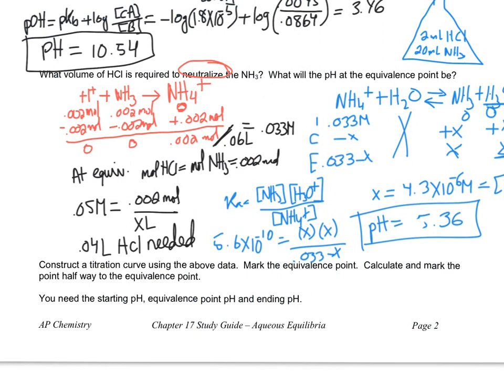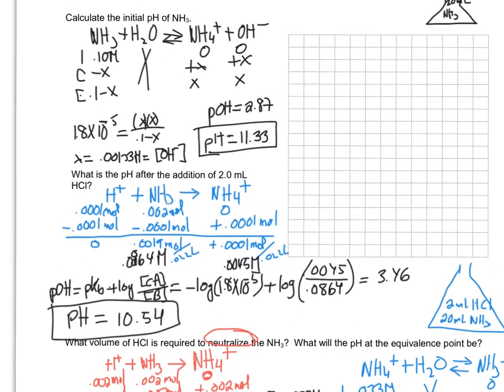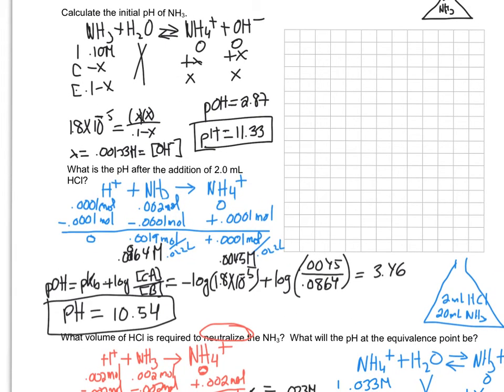Last thing they ask me in here is to construct a titration curve using the above data. We want to mark the equivalence point and mark the point halfway to the equivalence point. So if I need to draw a titration curve, these are the things that I need here. I need my starting pH, I need my equivalence point pH, and I need my ending pH. So I have my starting pH, it's 11.13. We figured the pH at the equivalence point was 5.36.